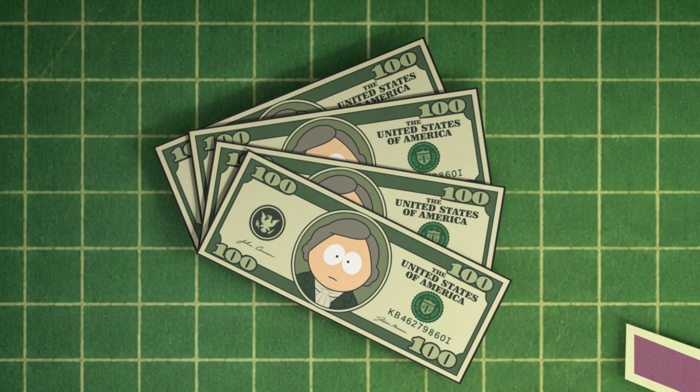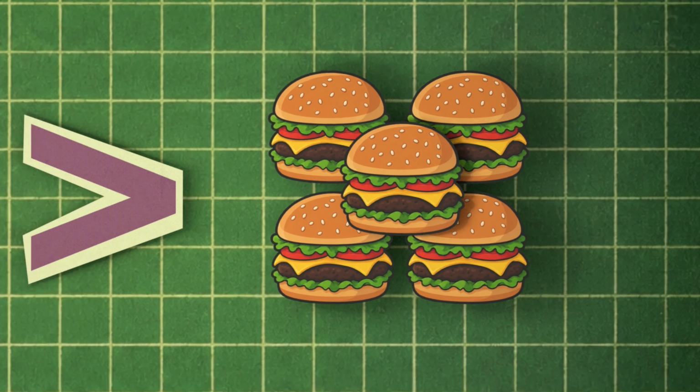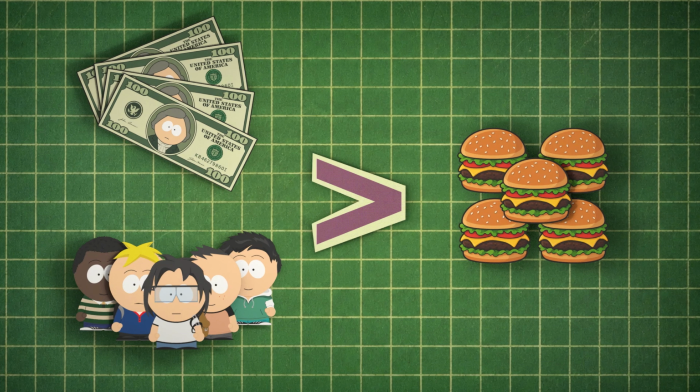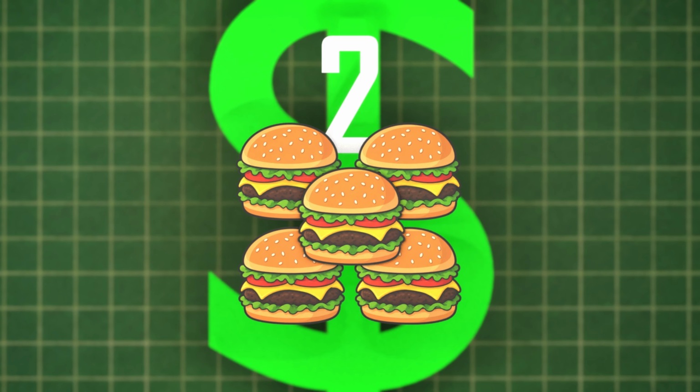There is more money in the school. There are more buyers, but the number of burgers stays the same. Demand goes up. The cafeteria owner notices this and raises the price. The burger becomes more expensive.